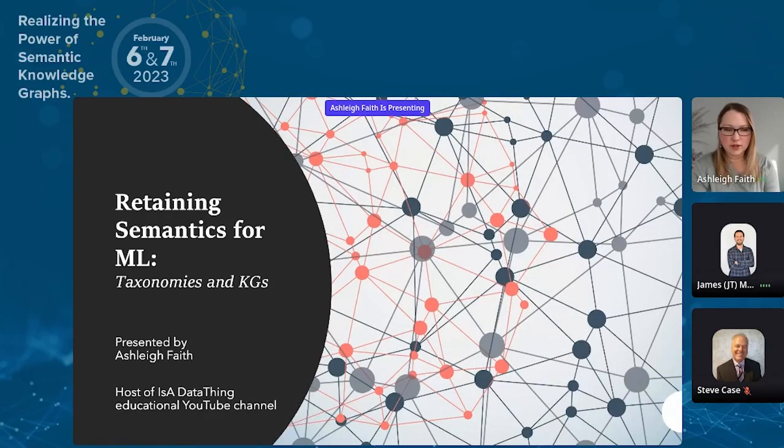Okay, so today we're going to be talking about semantics, and that does get to be a squishy word at some point. But in this presentation, we're going to be talking about this from the perspective of taxonomies and knowledge graphs. So what are we doing with the semantics in those to help some of the machine learning tasks that a lot of folks have at their organizations?